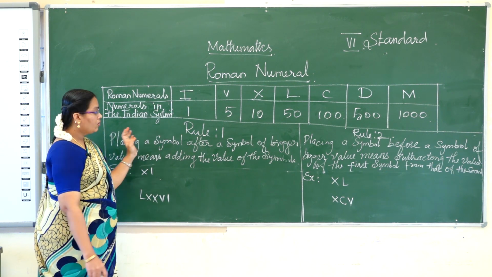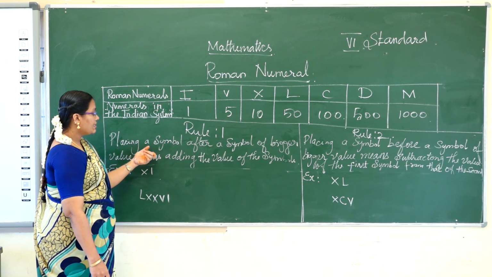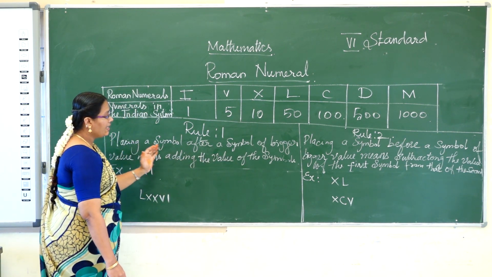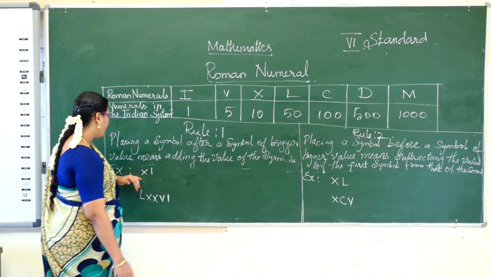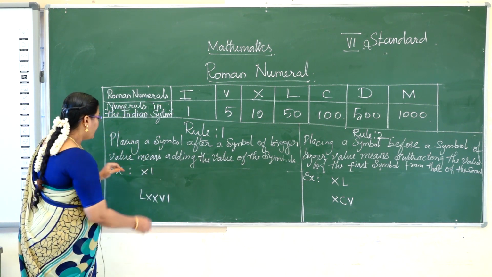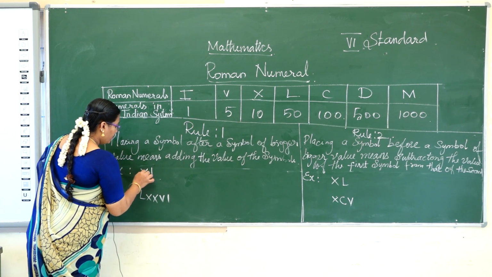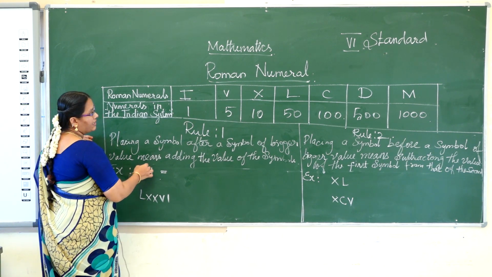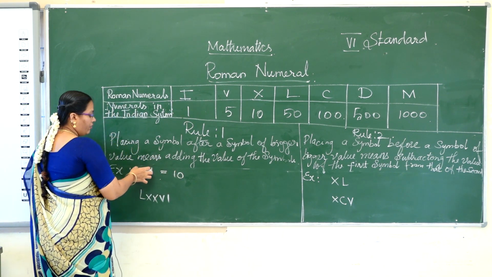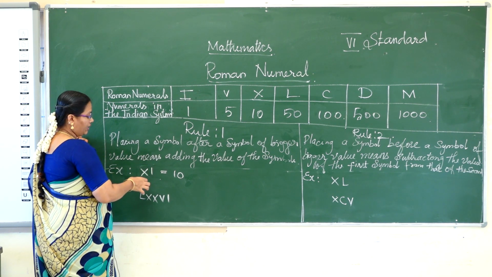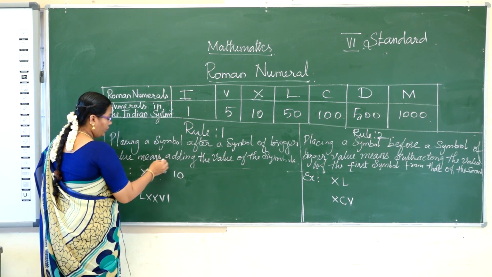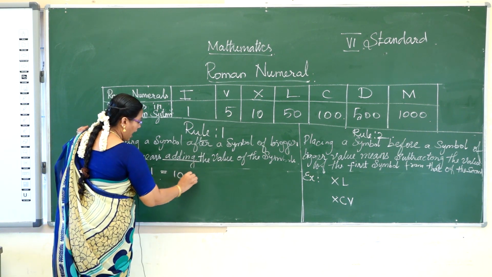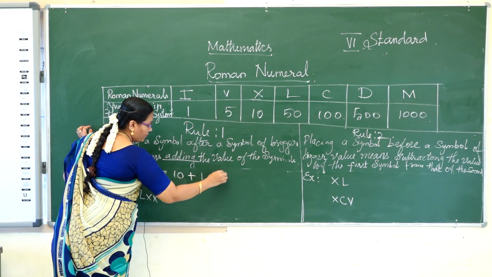The rule number 1: placing a symbol after a symbol of bigger value means adding the value of the symbol. Here one of the Roman numerals is given. Already you know that it is 11. So what is the value of X? 10. The first letter is the bigger value, so we add the value of the next symbol. I value means 1. So the value is 11.